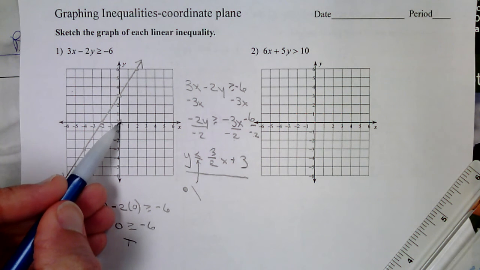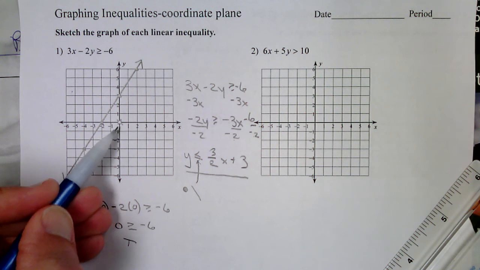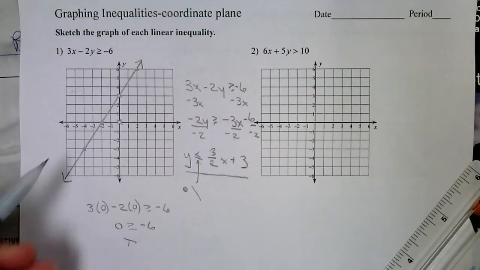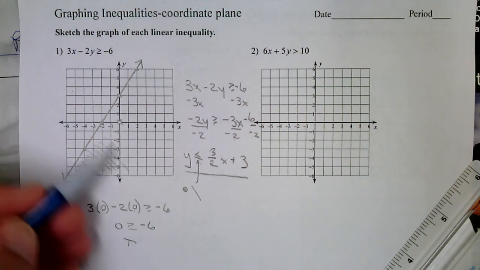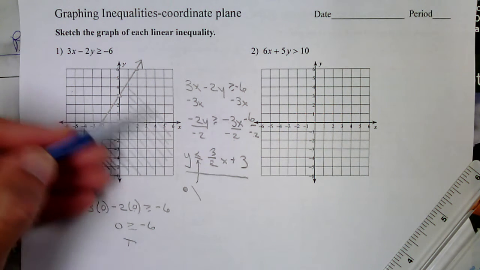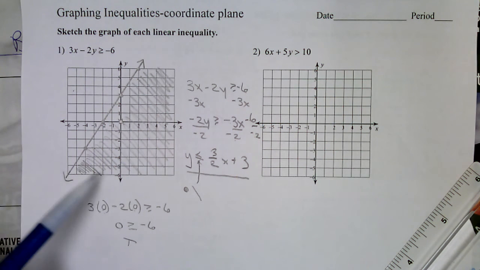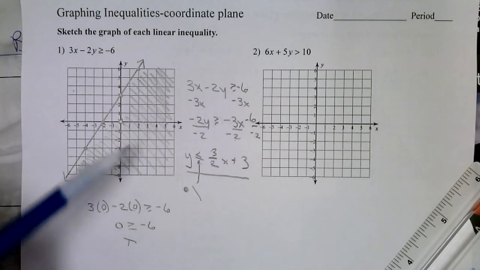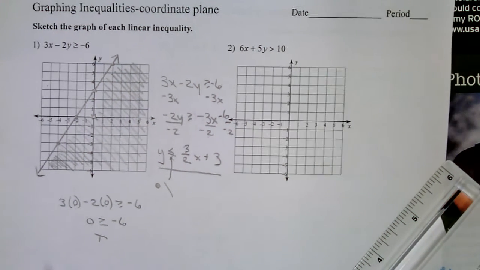Because 0, 0 is to the right of this line, or you could look at it as below this line, and because when I plug 0, 0 into the inequality, it's true, I'm going to shade to this right side of the line. Okay, so we shade to the right side of the line. That means any point that I choose down here in this region over here will be correct and will be true and will work. Okay, so there's our first example.